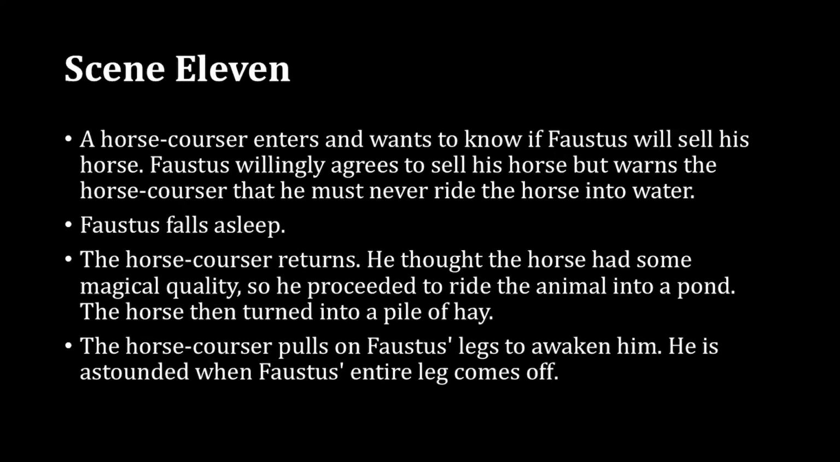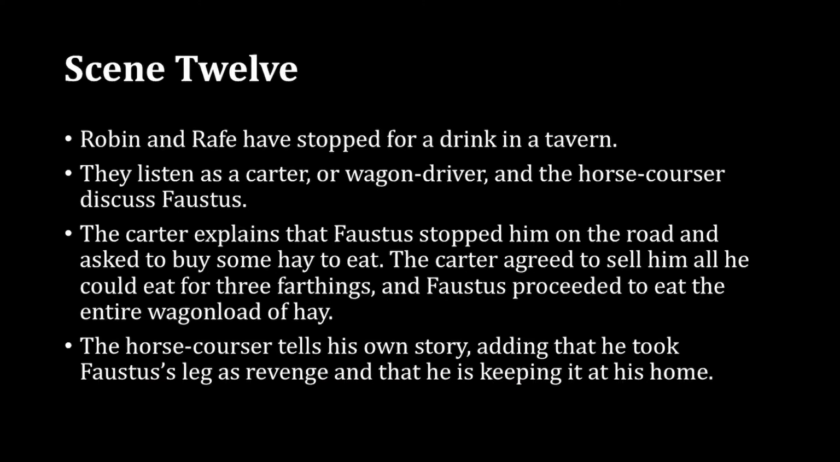In scene 11, a horse courser enters and wants to know if Faustus will sell his horse. Faustus willingly agrees to do this, but he warns the courser that he must never ride the horse into water. Faustus then falls asleep, and the horse courser returns. He thought the horse had some magical quality, so he proceeded to ride the animal into a pond. However, the horse turned into a pile of hay. The horse courser pulls on Faustus's leg to awaken him, and he's astounded when Faustus's entire leg falls off.